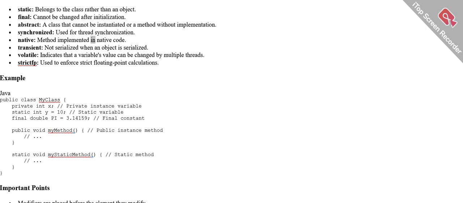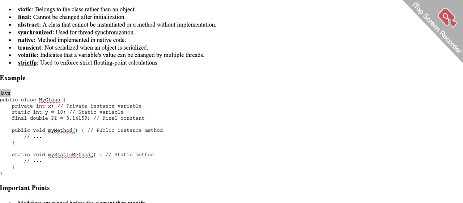Native, method implemented in native code. Transient, not serialized when an object is serialized. Volatile, indicates that a variable's value can be changed by multiple threads. Strictfp, used to enforce strict floating point calculations.